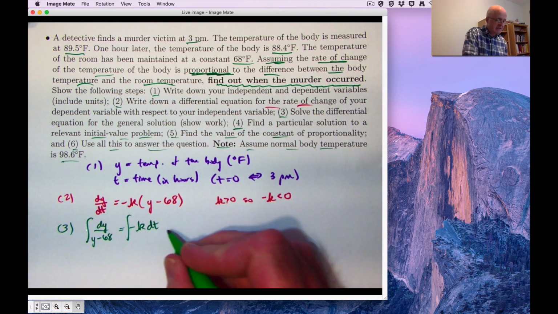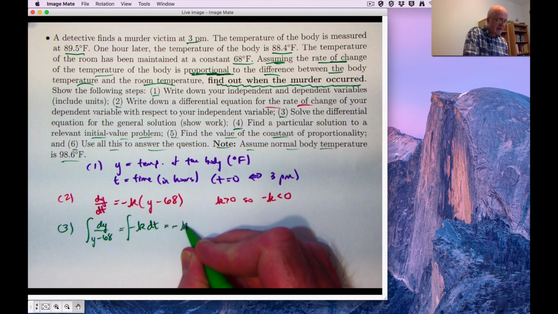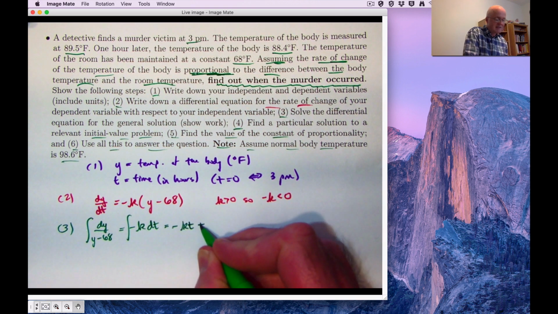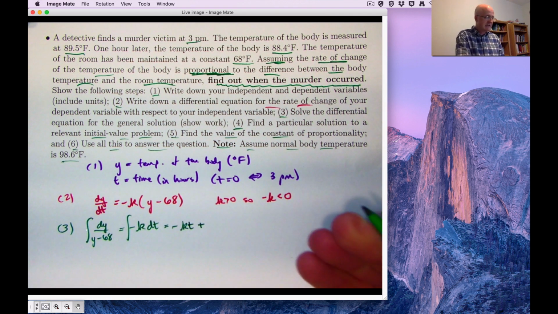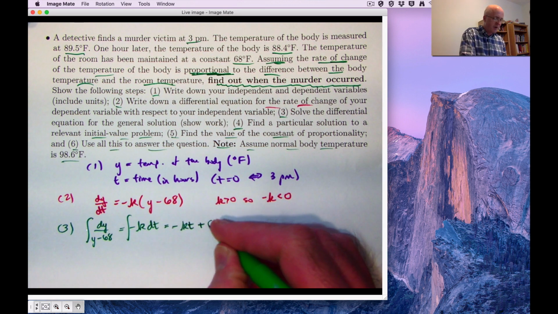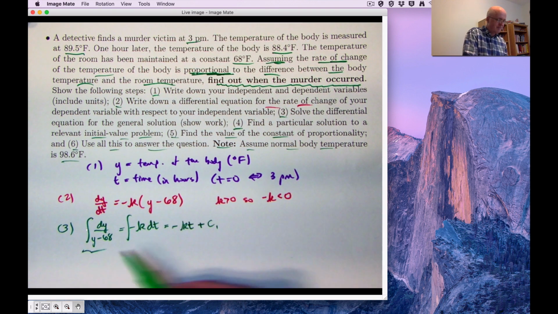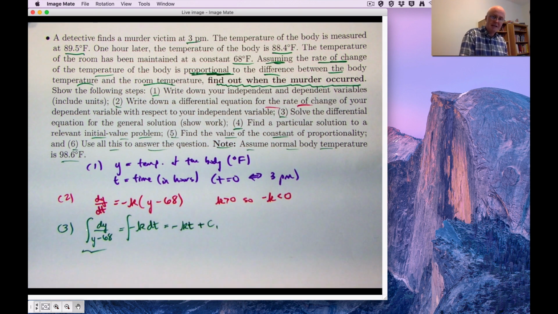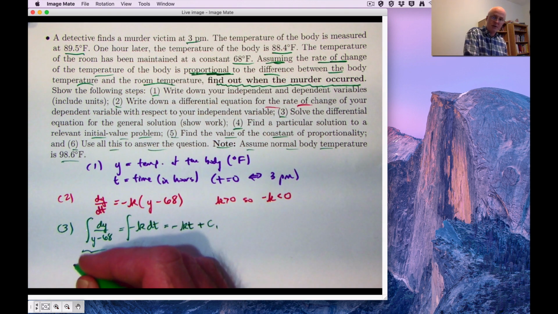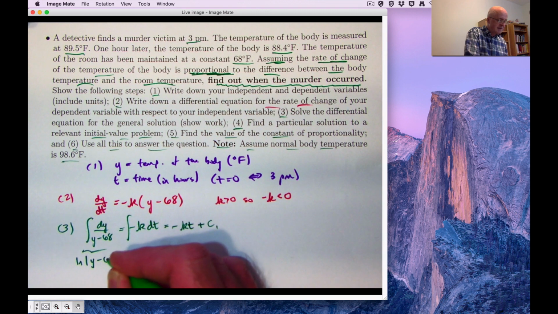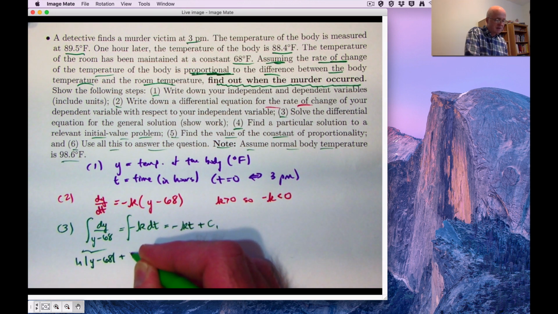Integrating the right side is pretty easy. That's negative kt plus some arbitrary constant. I could call it c. Let me call it c1 because there's going to be other c's. What about the left side? Hopefully you see pretty quickly that is not too hard to integrate either. It's the natural log of the absolute value of y minus 68 plus some constant, I'll call it c2.